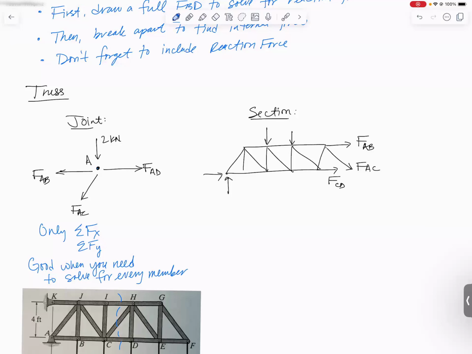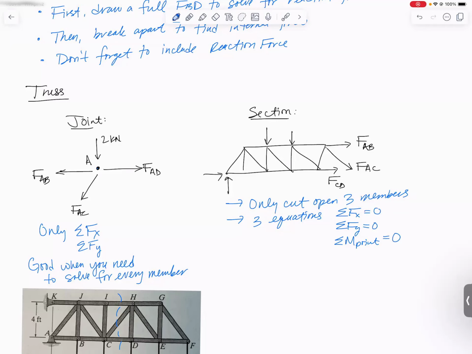Sections are slightly more complicated. With sections, you need to make sure that you only cut open 3 members, exactly 3 members. And the reason for that is we're going to use 3 equations. We're going to sum forces in the X, sum forces in the Y, and sum moments about a point. And we're going to set all of those equal to 0. So we can solve for 3 unknowns. You only want to cut open 3 members, so you have exactly 3 unknowns.